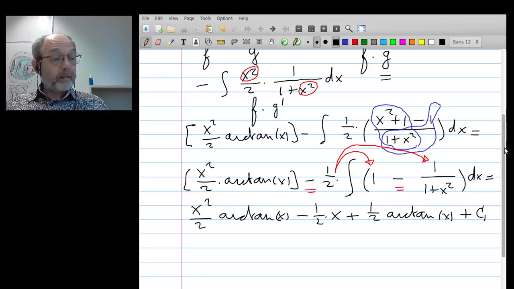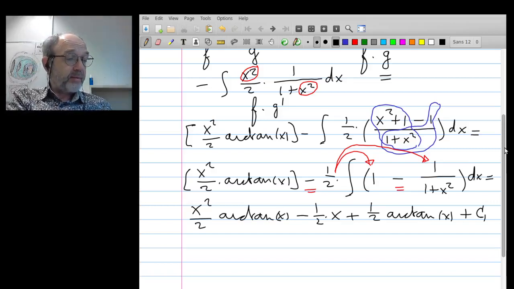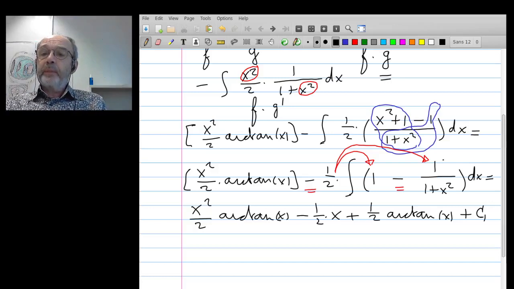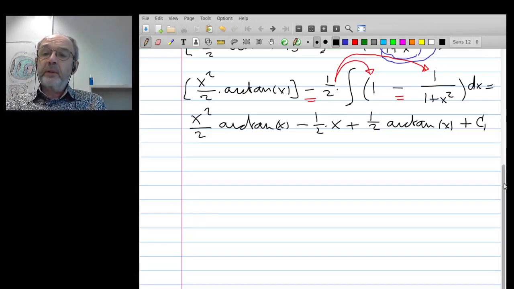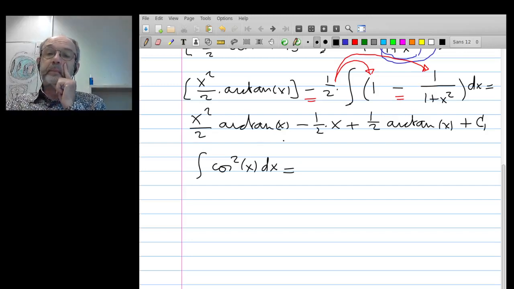And then, what then? I was asking myself if I have some... Oh yes, that's what I also thought to myself when I walked to my room. Can we do the cosine squared of x? Can we do that also by partial integration?